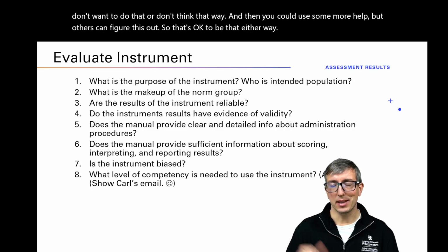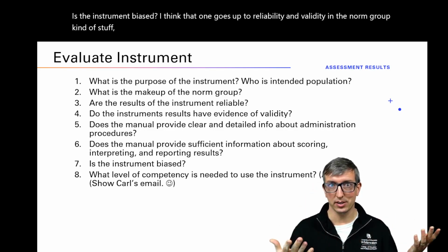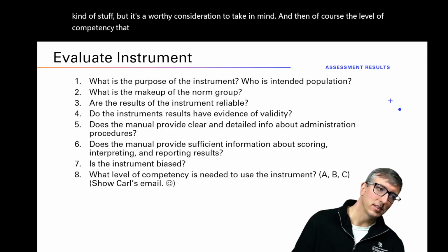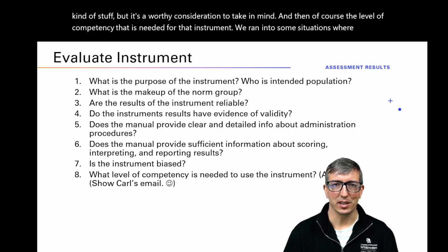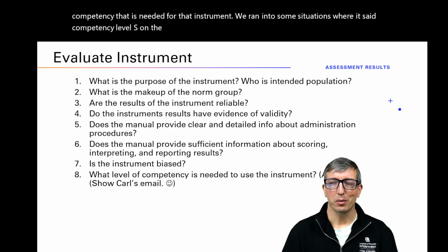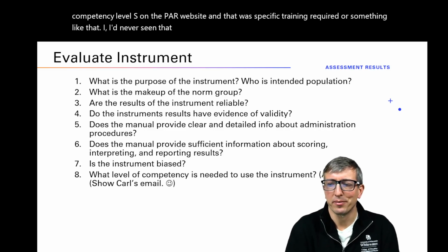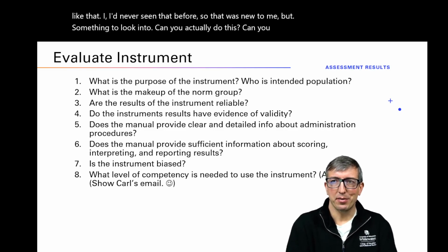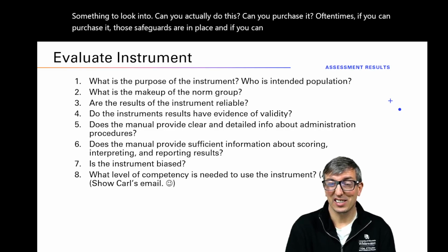Is the instrument biased? I think that one goes up to reliability and validity and the norm group kind of stuff, but it's a worthy consideration to keep in mind. And then, of course, the level of competency that is needed for that instrument. We ran into some situations where it said competency level S on the PAR website. And that was like specific training required or something like that. I'd never seen that before, so that was new to me, but it's something to look into. Can you actually do this? Can you purchase it? Oftentimes, if you can purchase it, those safeguards are in place, and if you can purchase it, it's possible, or likely, that you're capable of doing it.